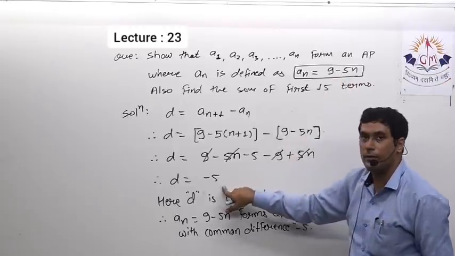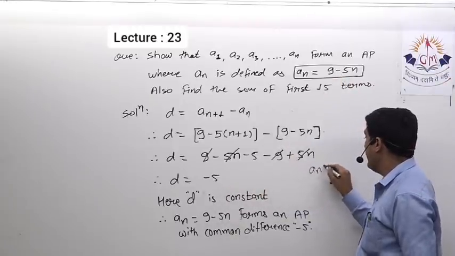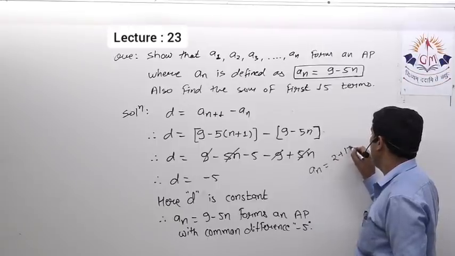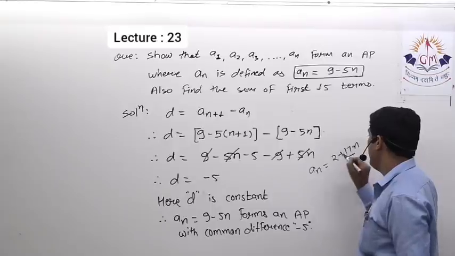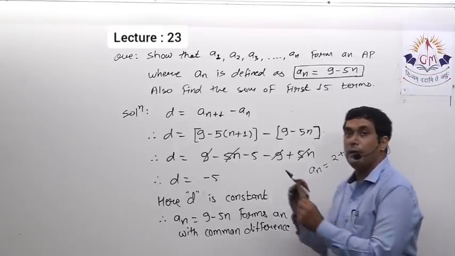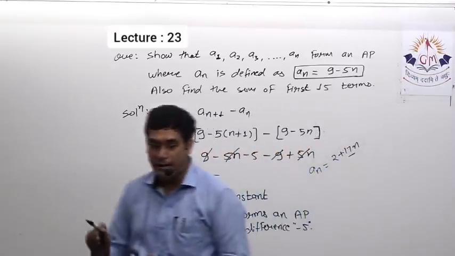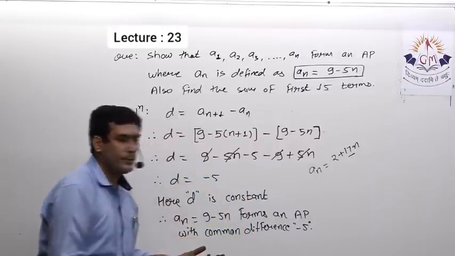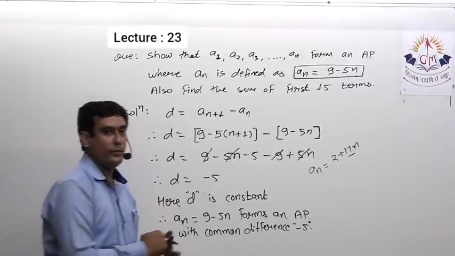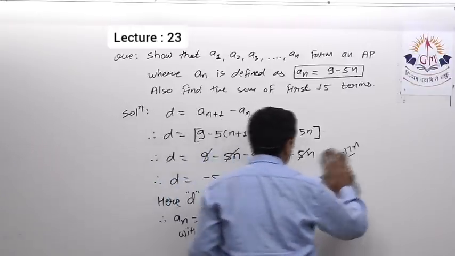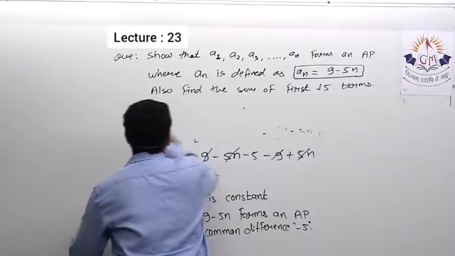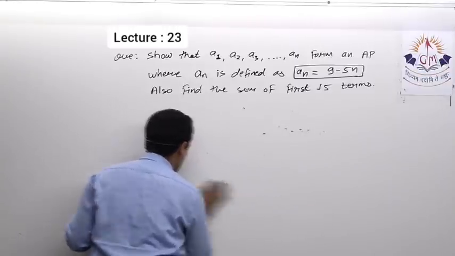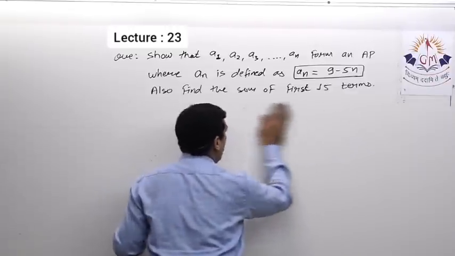Common difference is -5. Suppose if I write an equal to 2 plus 17n, then common difference will be plus 17. Simply the coefficient of n in that linear expression will be the common difference of the AP. So I will give you a note for this. Do write that note just below this question so that you can use it for MCQ purpose.